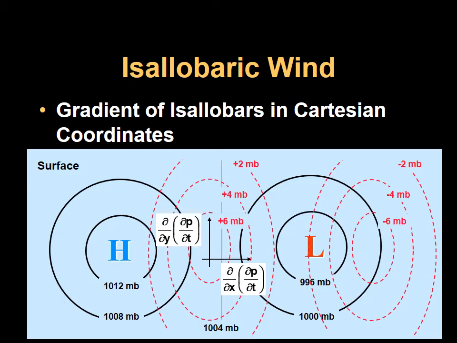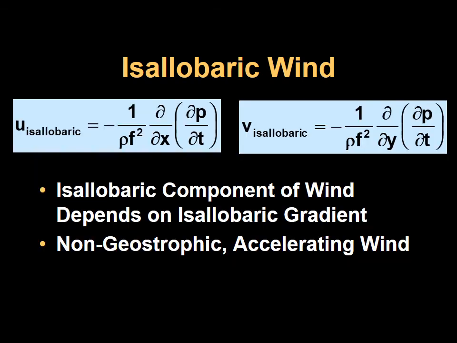So on a simplified weather chart, this is what it looks like. We drew our isallobars. These are measurements of the change in pressure with time. And if we can see how it changes in the x direction and y direction, we'll be able to figure out the acceleration of the wind. So what we have now is an accelerating wind, which we're going to call the isallobaric wind.